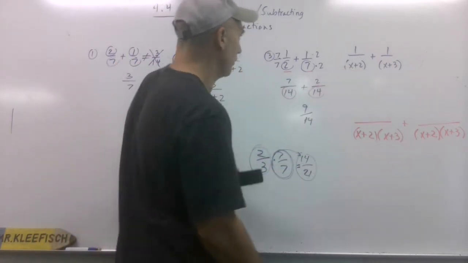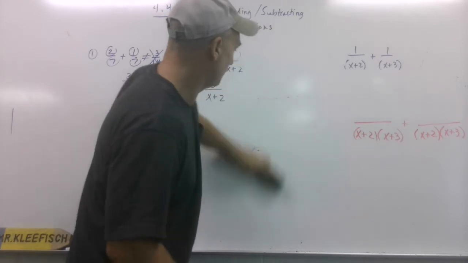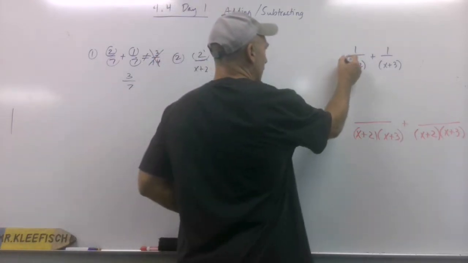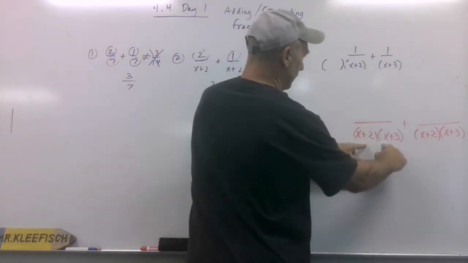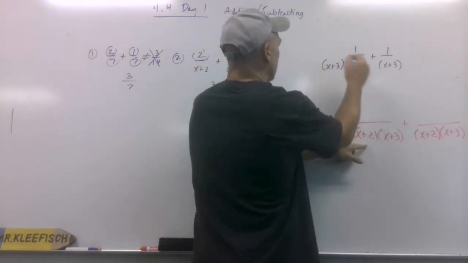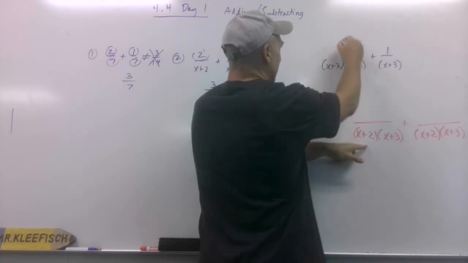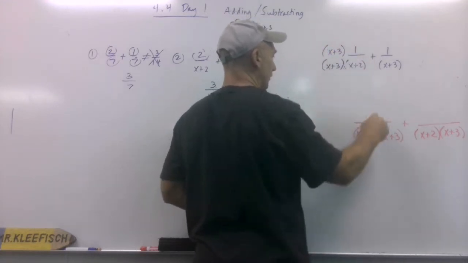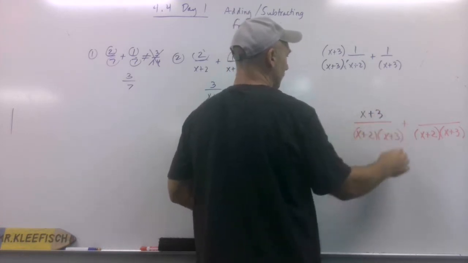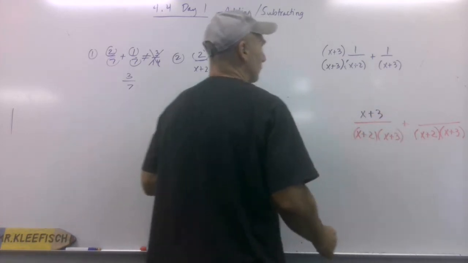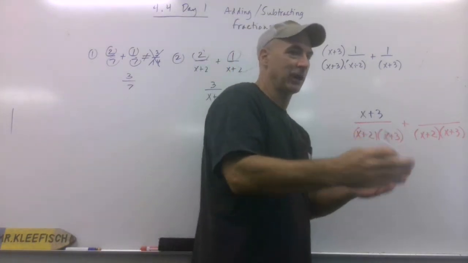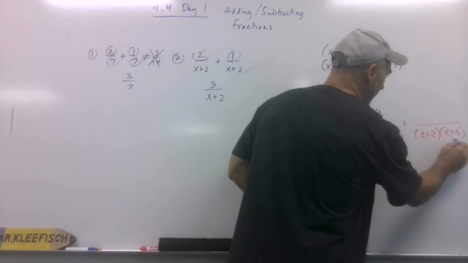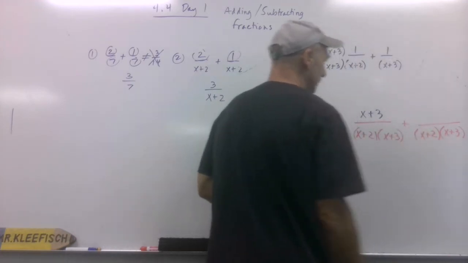So the question is, what do I have to multiply the bottom by, this, to get this? X plus 3. Well, if I did that to the bottom, I have to do it to the top. Now what's 1 times x plus 3? That would be just x plus 3. All right. Now, don't get into the world of factor, factor, factor, factor. Don't start thinking cancel out because we're adding. See, it's different than multiplication.